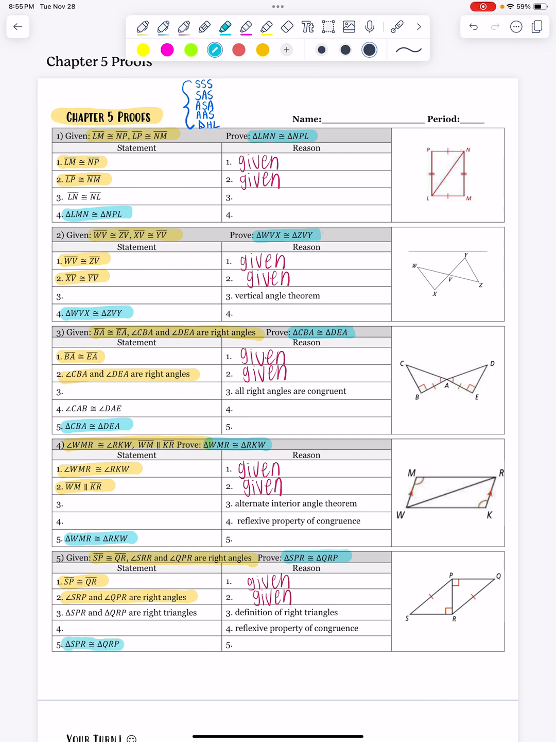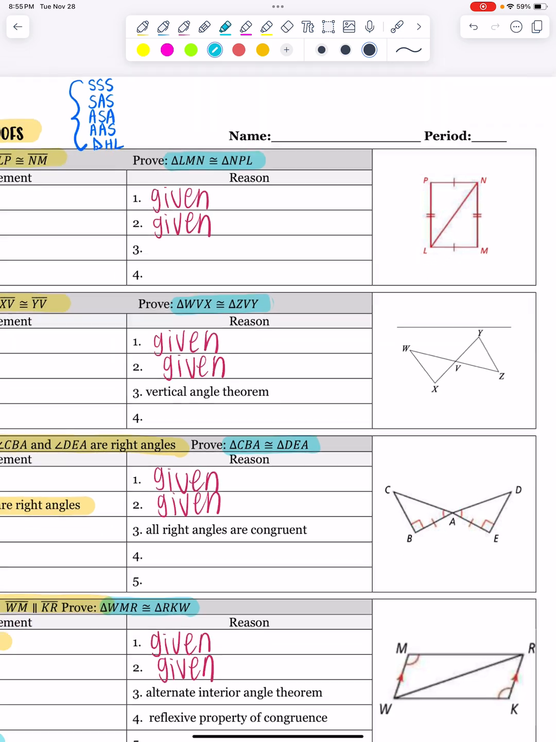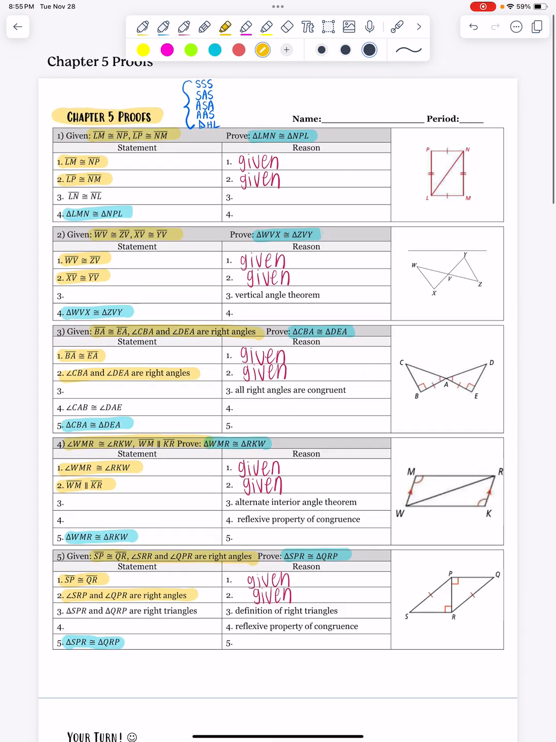And so we don't have to use CPCTC in any of these proofs because we're not proving any of the corresponding parts congruent. We get to just stop short and say, hey, these triangles are congruent by the shortcut. And so I always have my students start by just looking at it. Let's first make sure that this stuff is marked in the picture. LM is congruent to NP. Yes, that is already pre-marked for us, thankfully.